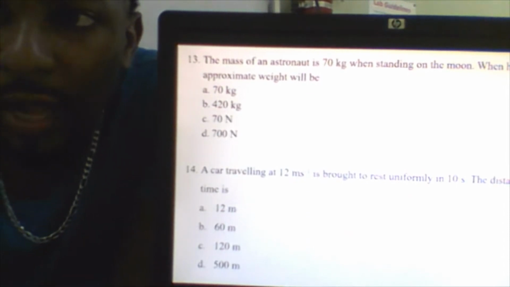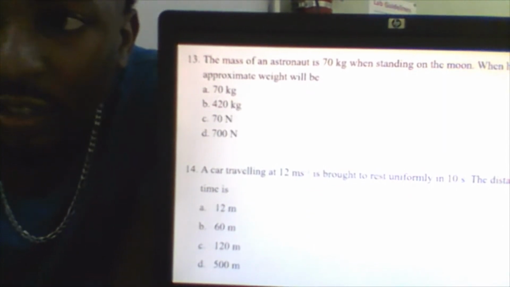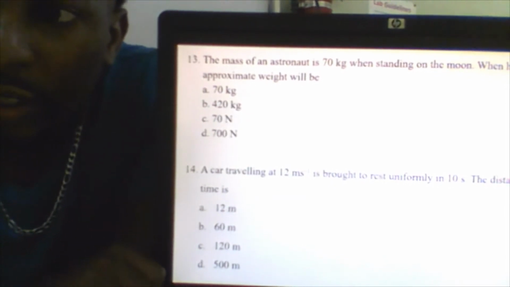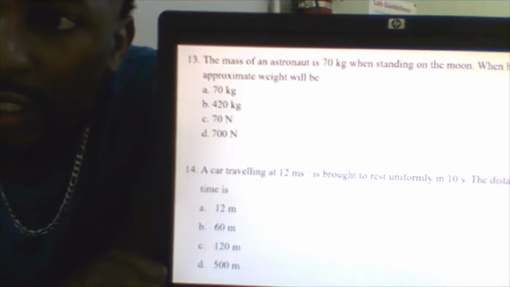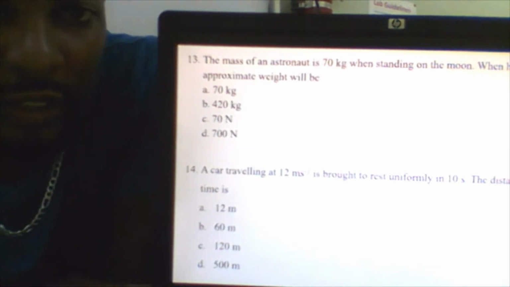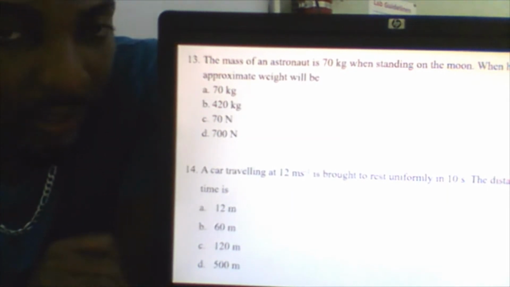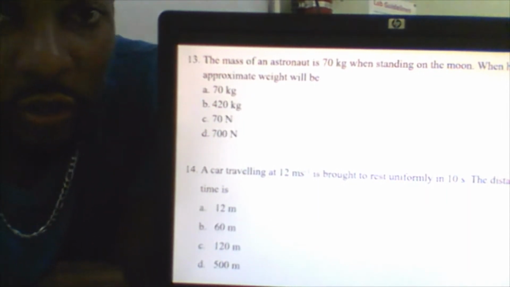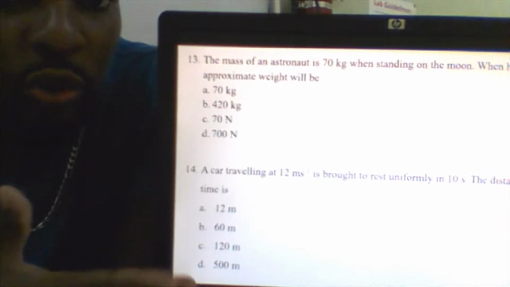Number 13, the mass of an astronaut is 70 kilograms when standing on the moon. Good. When he returns to Earth, his approximate weight will be what? All right. What will be his approximate weight? Now, as you know, mass is constant no matter where you go. Right. The only thing that changes is your weight due to gravity.